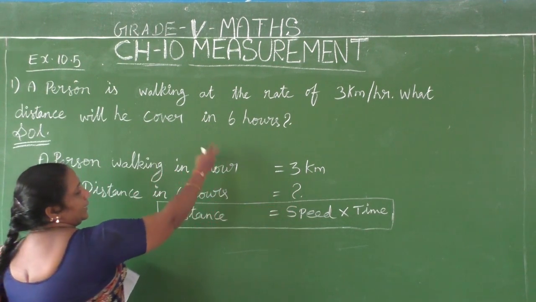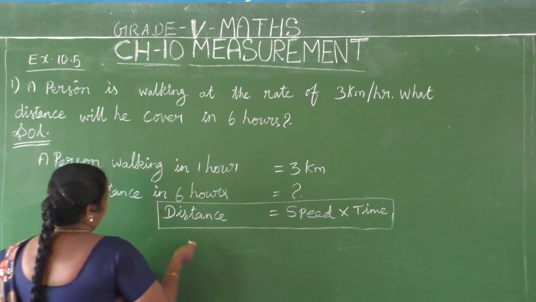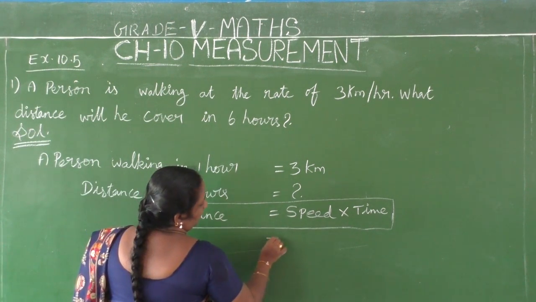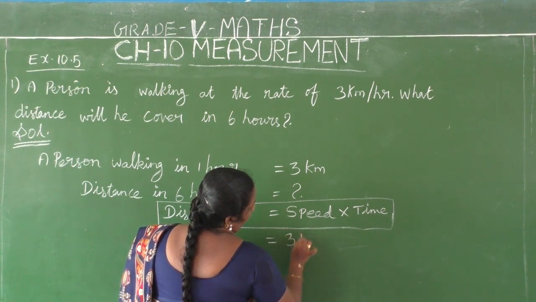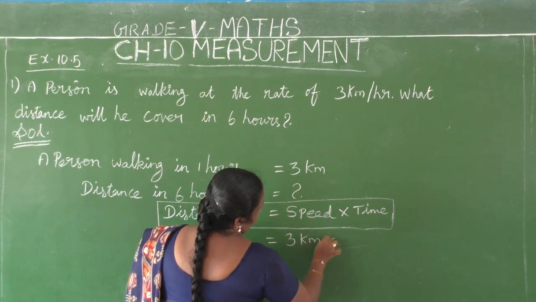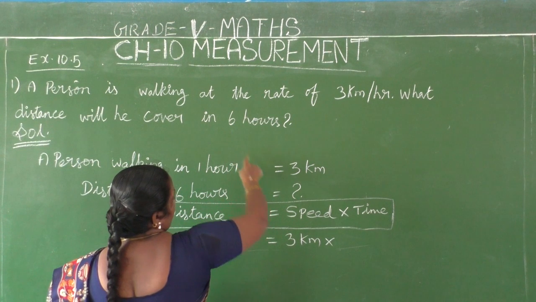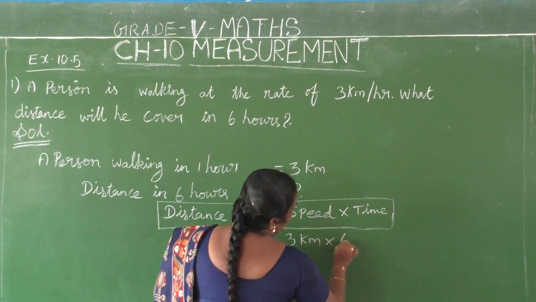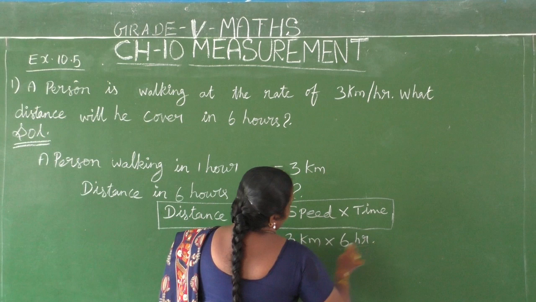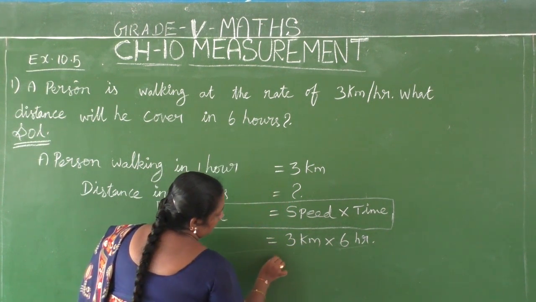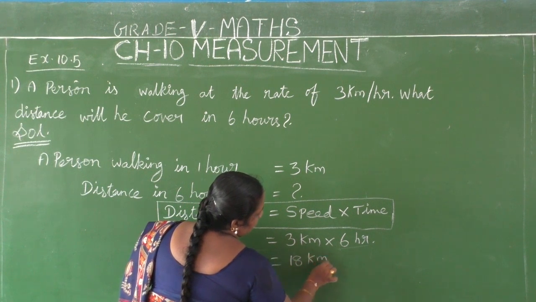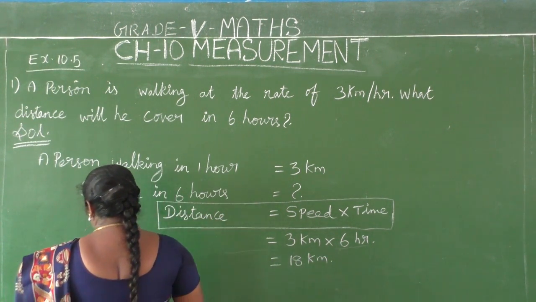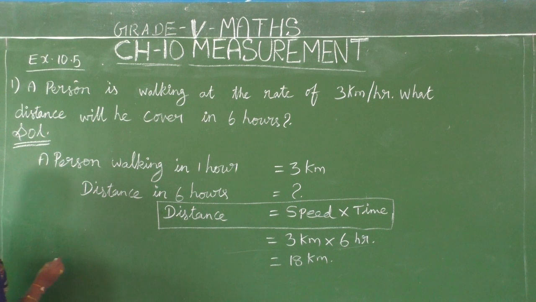Now you have to apply the speed and time into the formula. 3 kilometer per hour is the speed. Then the time they are asking is 6 hours, so we have to multiply by 6 hours. 3 sixes are 18 kilometer. The distance is 18 kilometer. A person covers this distance in 6 hours. You have to write in sentence form.